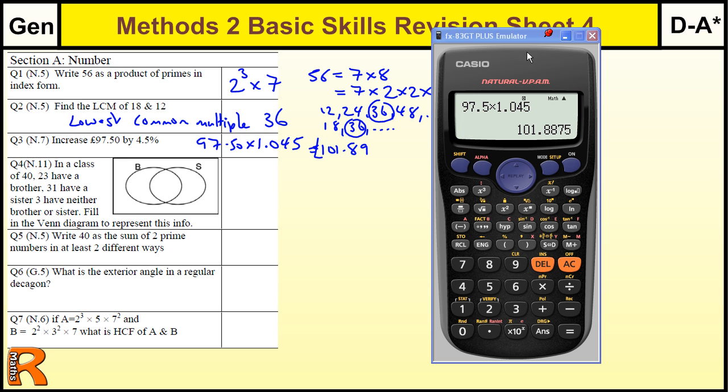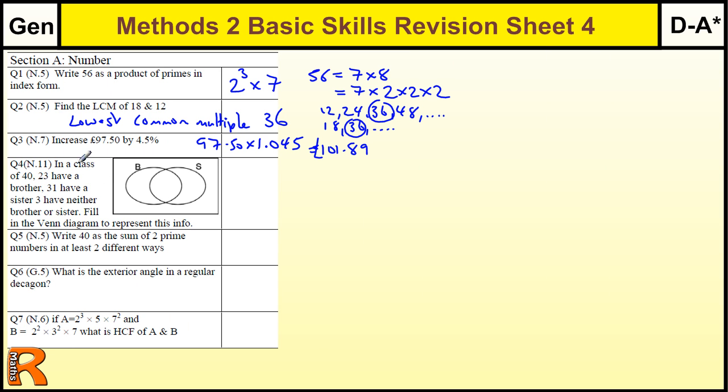A Venn diagram question. In a class of 40, we have 23 have a brother, 31 have a sister, 3 have neither brothers or sisters. Fill in the Venn diagram to represent this information. So 3 have neither brothers and sisters, so that goes around the outside. We have 40 people in total, but we've just used up 3, so that leaves us with 37.